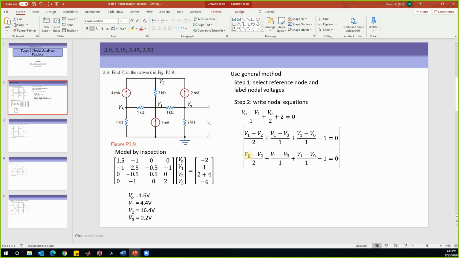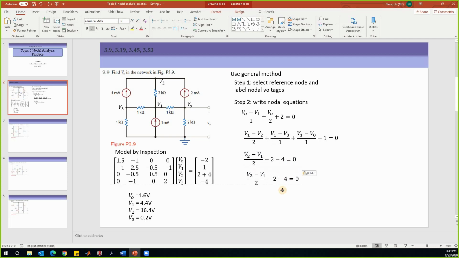Continue to write a nodal equation about node V2. Look at the node V2 over here. Count all the current leaving the node as adding up to 0. The current leaving this node from this branch is (V2 minus V1) divided by 2, and the current leaving from this branch is -2, from that branch -4. That is equal to 0. So this is how we get the third equation.